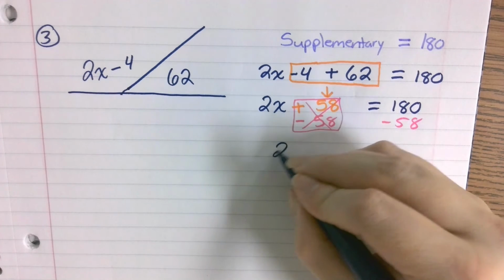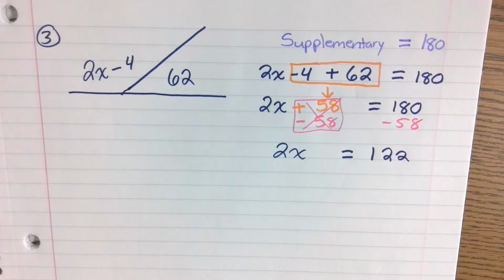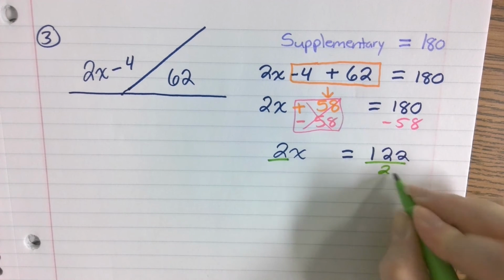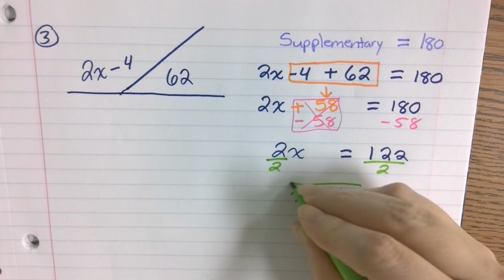That'll give us 2x is now equal to 122. Last step? Divide by? 2. Good. Divide both sides by 2, and we're going to get x is equal to 61.